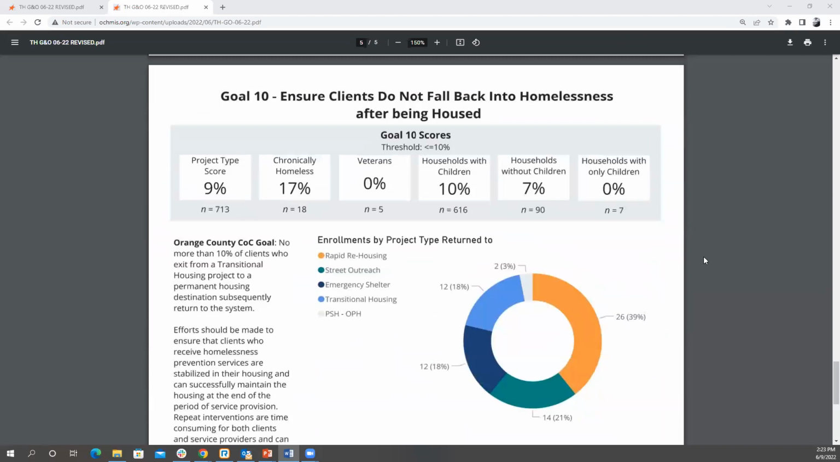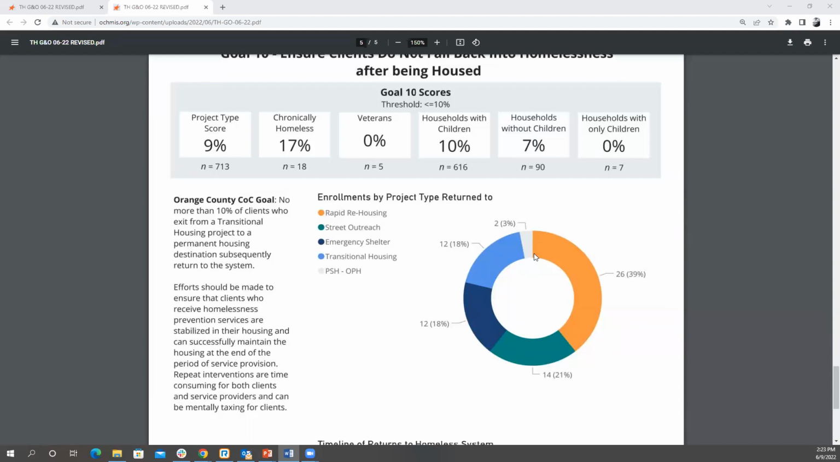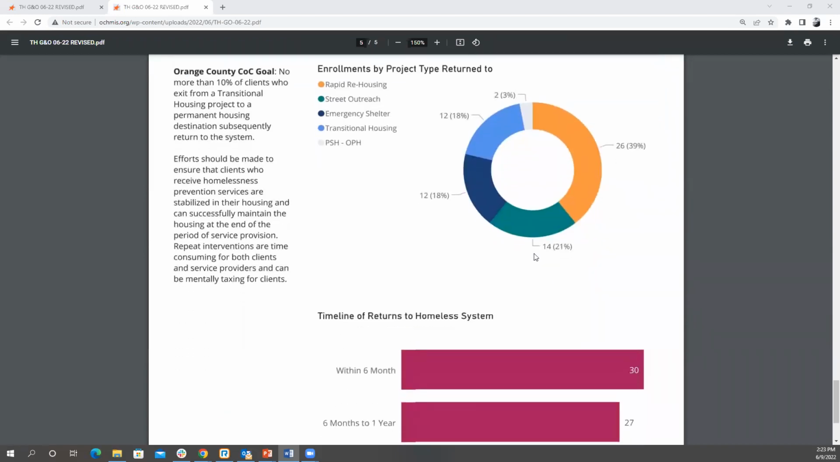And our last measure is goal 10. This is looking at clients that exit to permanent housing and later return to homelessness. The percentages are fairly consistent across all of the population types. When the clients are returning to the homeless system, they are returning to rapid rehousing most frequently, followed by street outreach and emergency shelter.